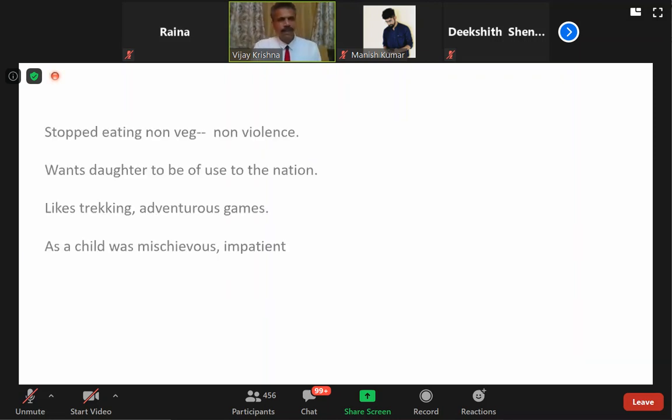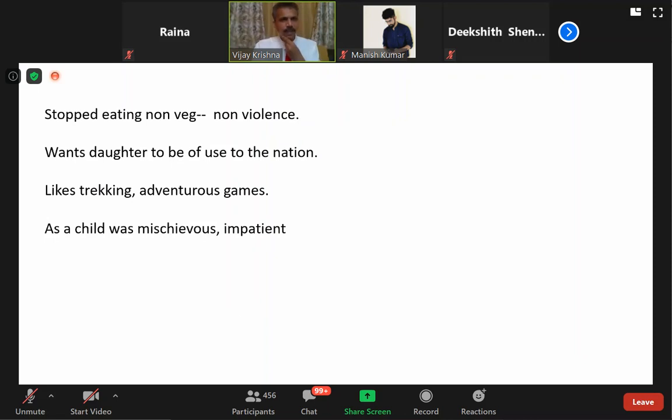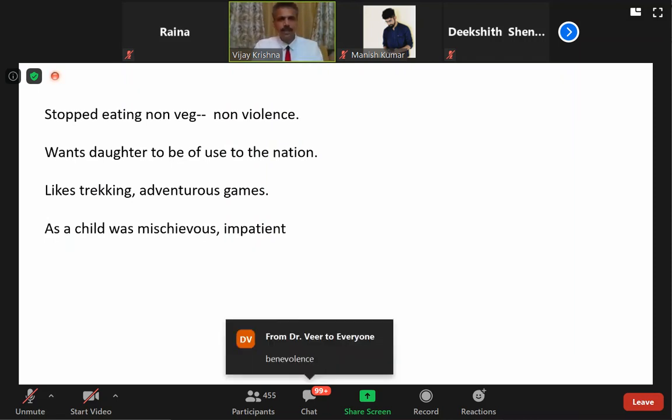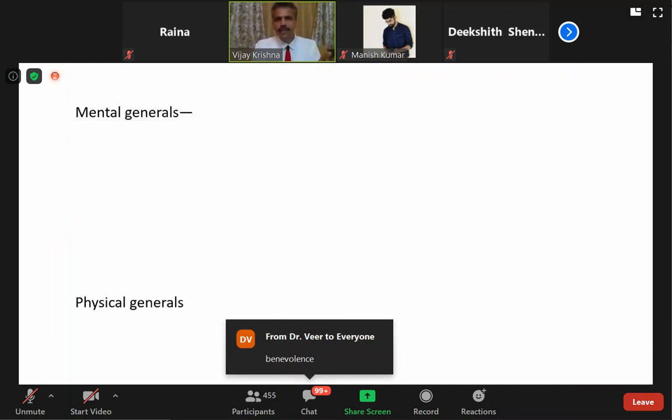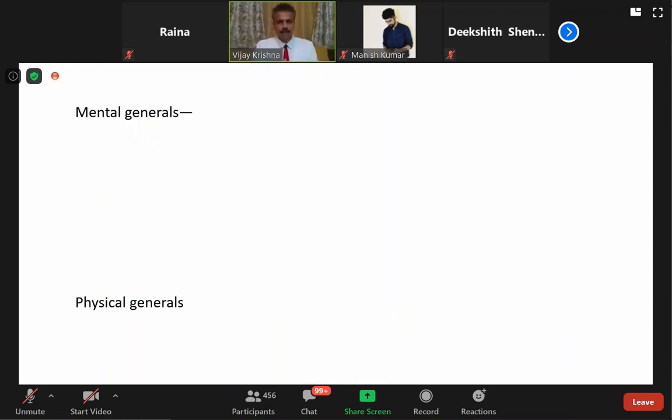He is basically a non-veg, but an animal lover, does not like violence, so I stopped eating non-veg. So this was the case. The participants who have attended this case, please stop yourself from contributing. The others can contribute.